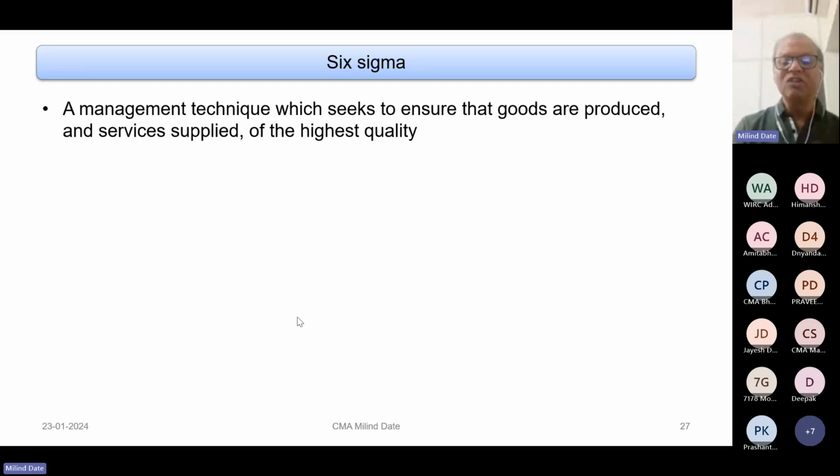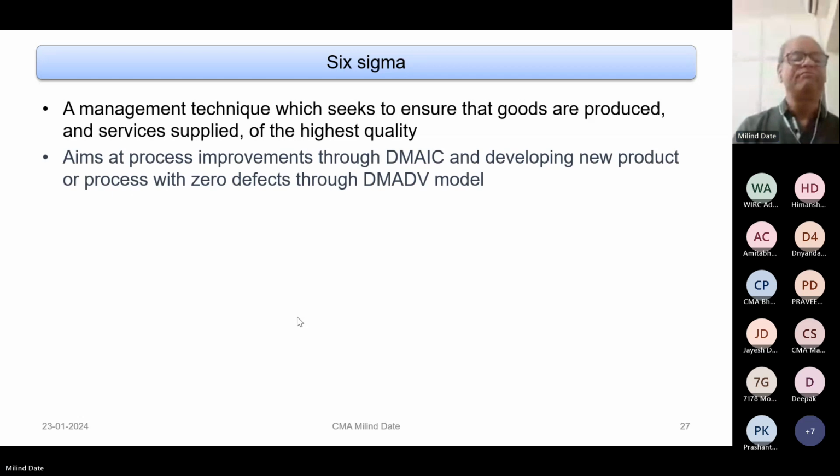Ultimate goal, of course, is to ensure that defects per million opportunities does not exceed 3.4, which guarantees 99.99 and more percentage of accuracy. So it aims to improve your process through an approach like the DMAIC approach, as they call it, or the DMADV approach. DMAIC stands, of course, for defining a process, measuring how far you have deviated, analyzing the causes.